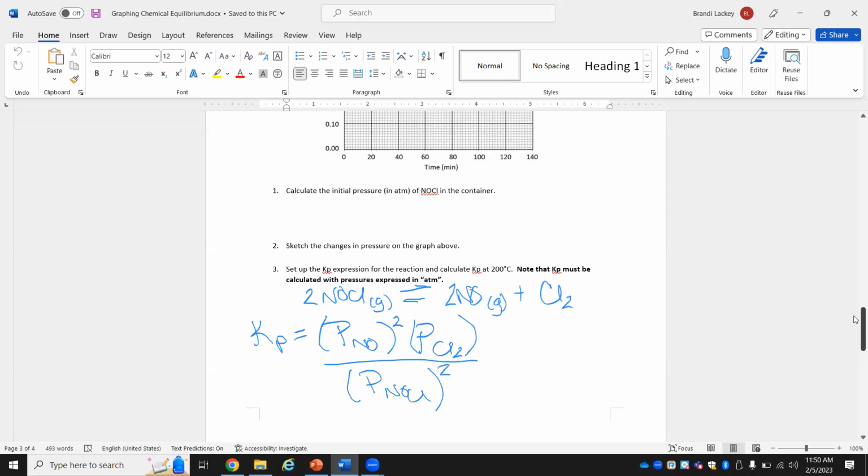So make sure that you are using brackets if it is a concentration, and using the parentheses and the P's if it is a pressure. So hopefully that will help you get through the rest of this activity.